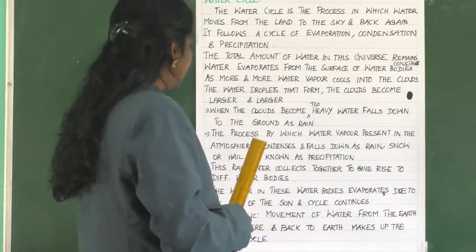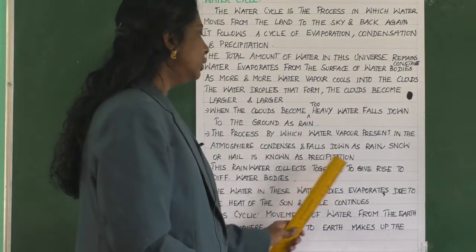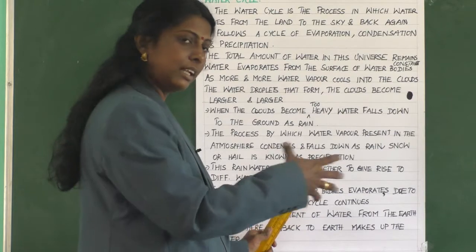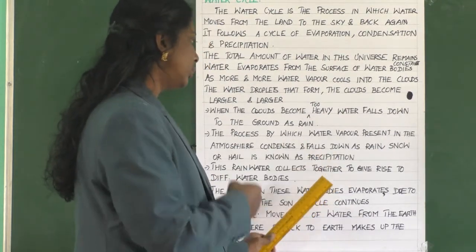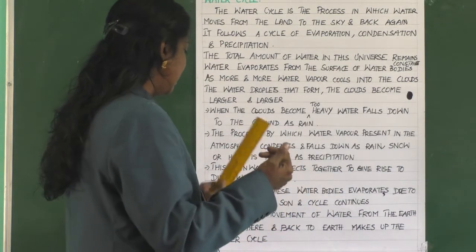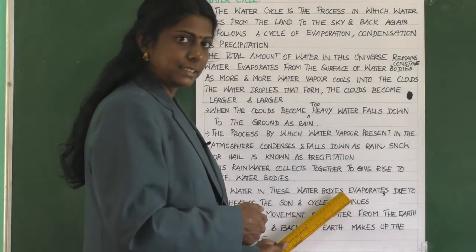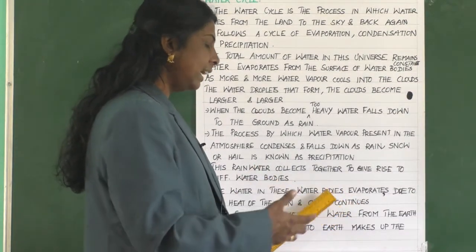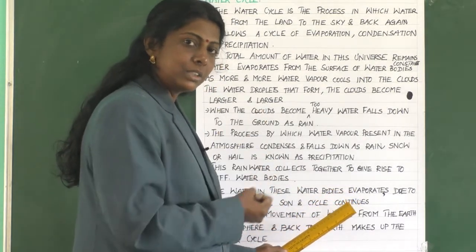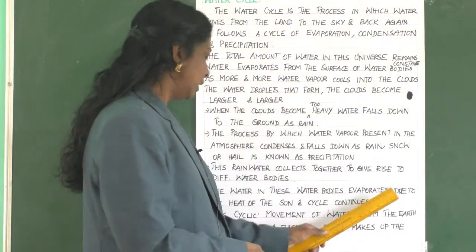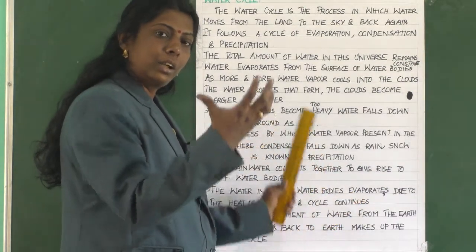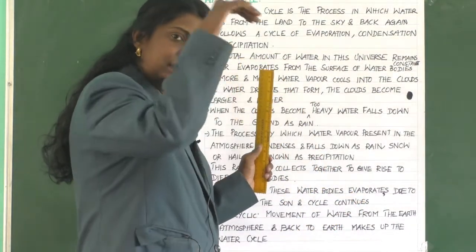Clear? Then this rainwater collects together to give rise to different water bodies. Then the water in these water bodies again gets evaporated. Why is it getting evaporated? By the presence of sunlight. Due to the heat of the sun, it's getting evaporated, and again clouds will become dense, and again rain will come.